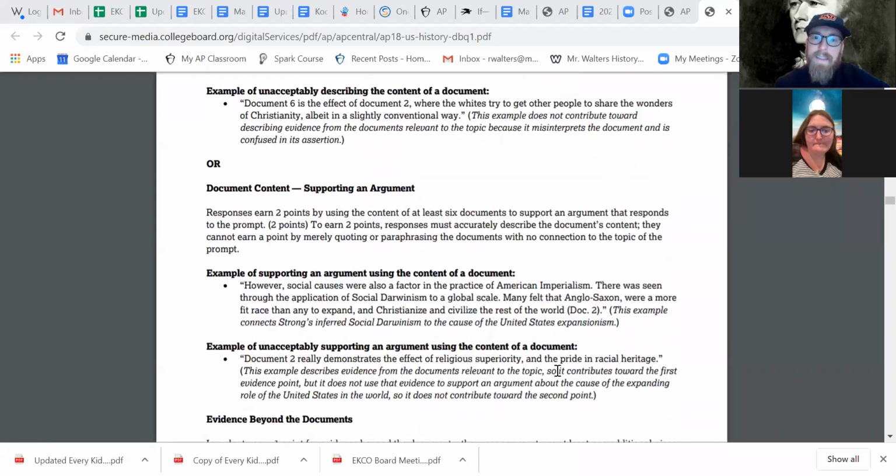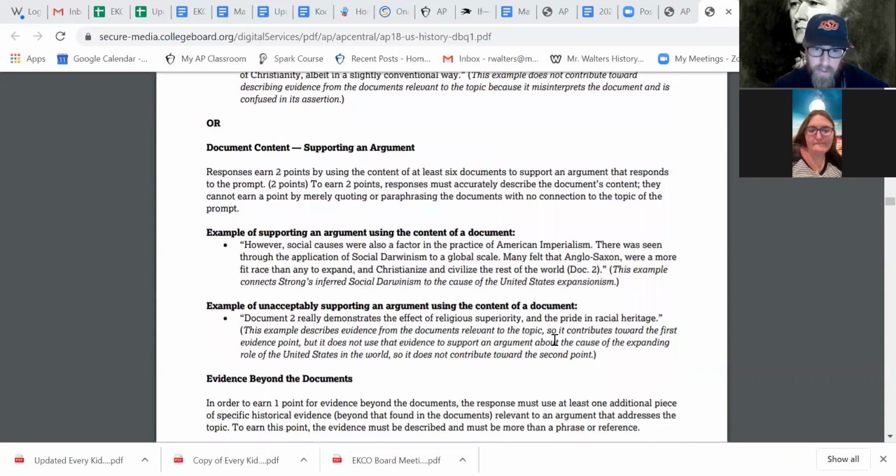Now, to get the second point, you have to make sure not only are you describing the source using its historical context, its intended audience, purpose, or point of view. Just one of those, by the way. You don't got to do all of them. Just do one of those for each document. But you have to tie it back to the topic or prompt. Simply saying, yeah, I know the purpose of this document, but never connecting it back to what they're asking you will give you 1 point, but it won't give you 2. So let's look at an example of how you do that.